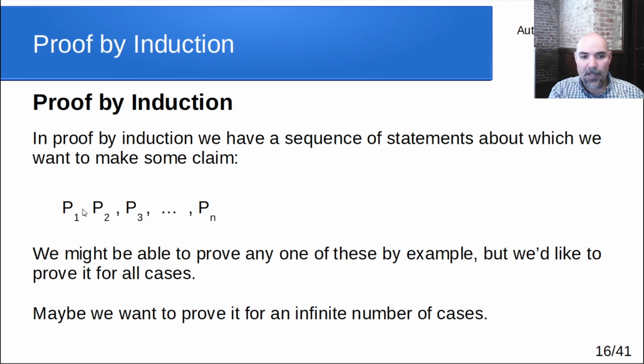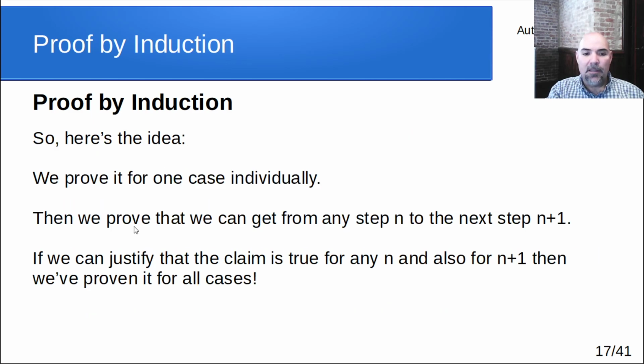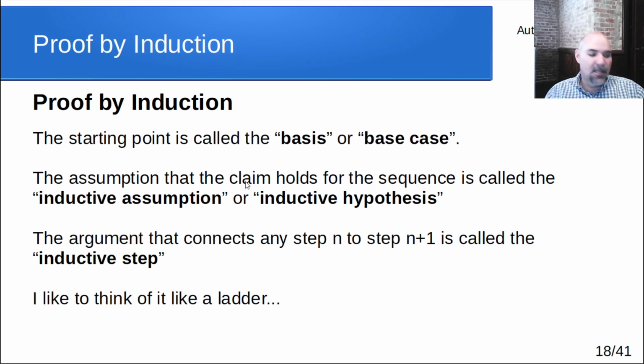And if it holds for n and it also holds for n plus 1, then that's kind of the heart of how induction works. So the idea here is that if we can justify that the claim is true for any n and also true for n plus 1, and we've proven it for just one case individually, then we've proven it for all cases. And the way I like to think about this, we'll talk about in a second, but a couple definitions first.